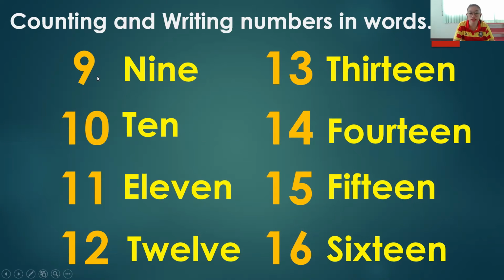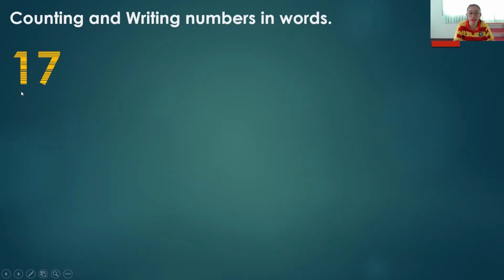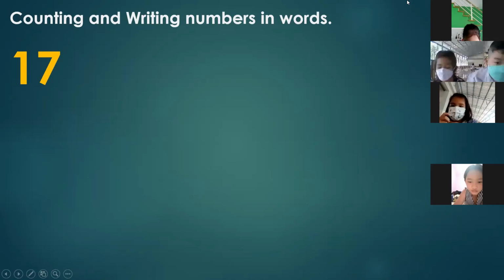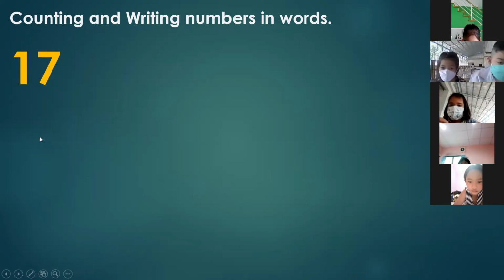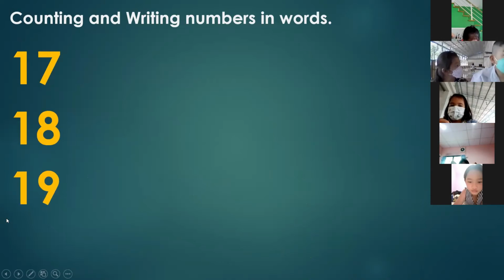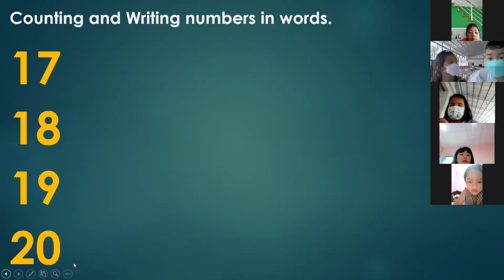Let's proceed to the next one. We have, what number is this? 17. 17. Very good. Next is 18. 18. Very good. Next is 19. Next is what number is this? 20. Very good. We have 20.